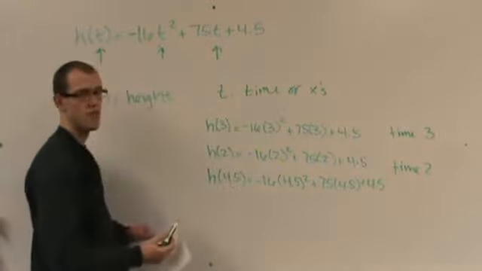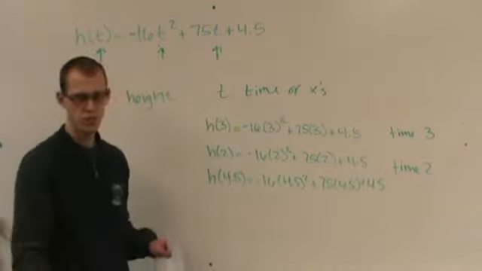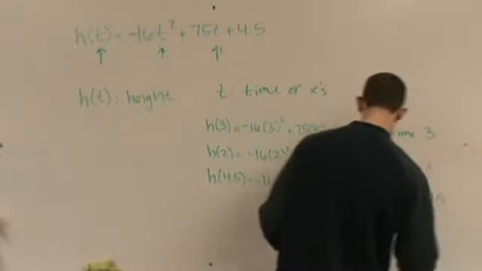So I put a 4.5 in for all my t's. T, T, T. That means our time is 4.5. Okay?